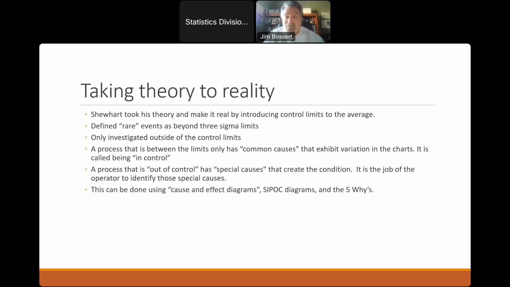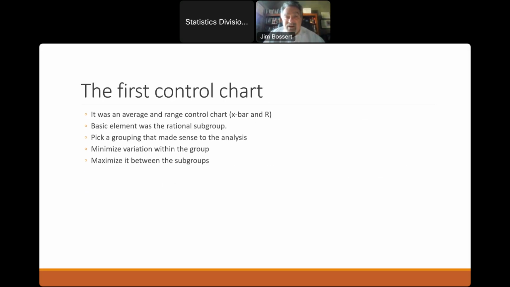But anyhow, he wanted to take the theory to reality. So the first control chart Shewhart developed was just an average and range control chart, otherwise known as an XR chart. And it consisted, the basic element that made it unique was this thing called a rational subgroup. And what is a rational subgroup? That's probably the key question here.